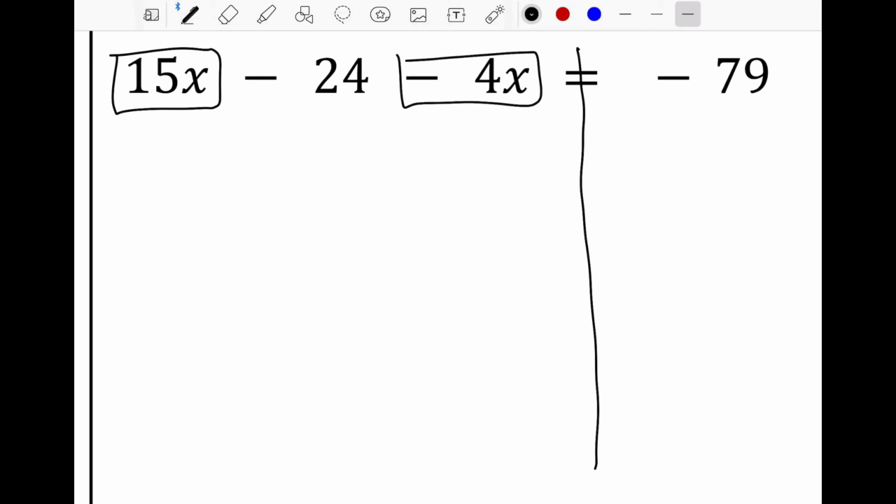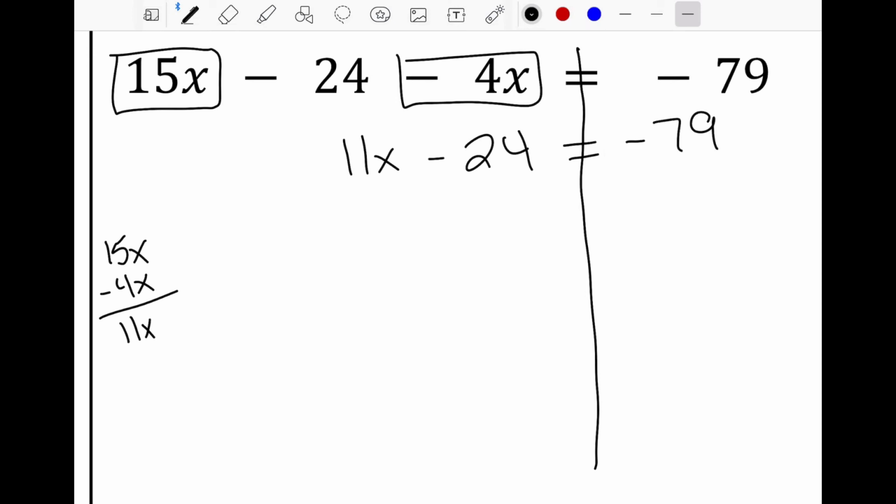So I'm going to go to my side of my paper. I'm going to take care of that. I'm going to do my 15x. Negative 4, signs are different, so I subtract. That's going to give me 11x. So I can bring down 11x. I didn't use the negative 24, so I'll bring it down. Didn't do anything with the negative 79 either.